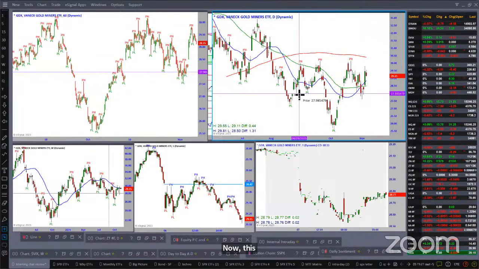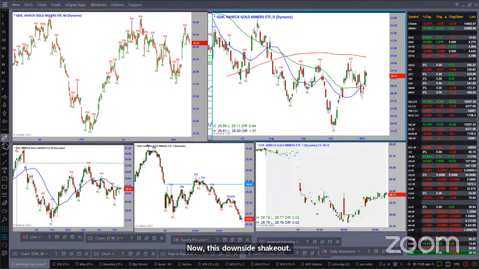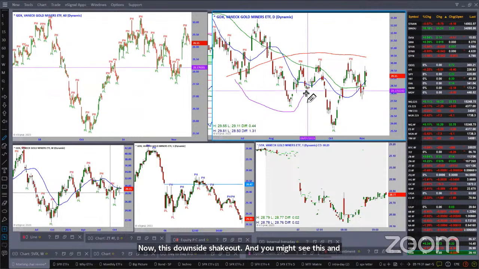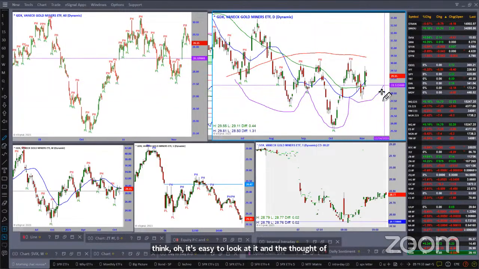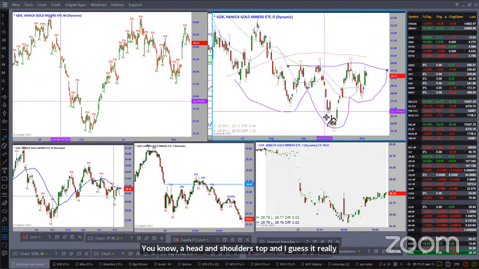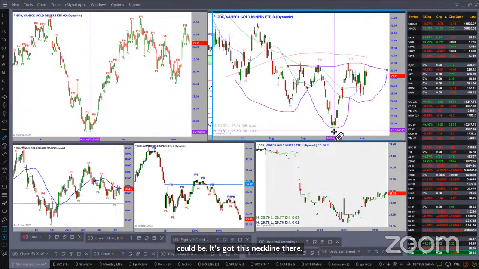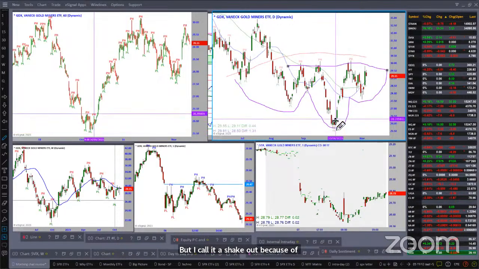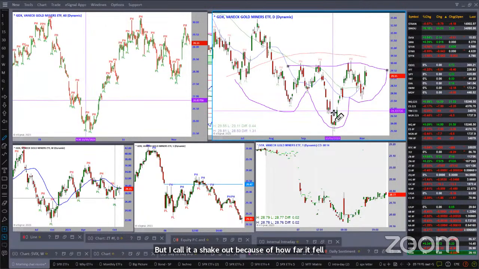And you might see this and think, it's easy to look at it and think of a head and shoulders top. And I guess it really could be. It's got this neckline there, but I call it a shakeout because of how far it fell here. Most head and shoulders bottoms, the head doesn't go that far down.